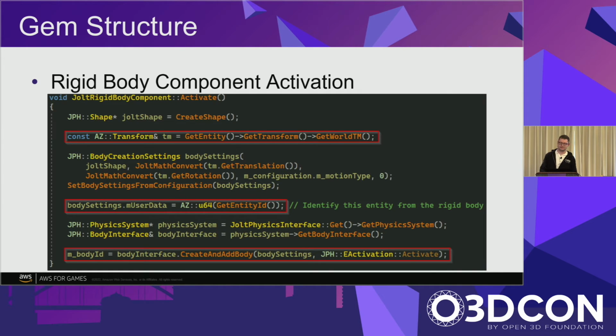So for example, later, if you want to expose additional public interface for your component, for example, to apply forces or get some information from the rigid body, this body ID will be used effectively to do the lookup to find the data.